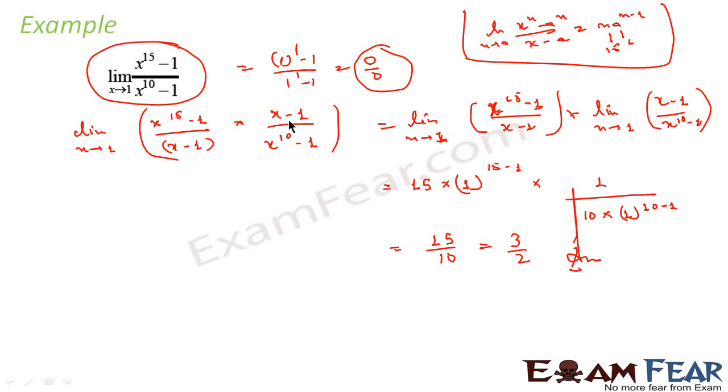We have divided and multiplied the whole thing by x minus 1 to write this equation in the form x to the power 15 minus 1 by x minus 1, because we know that for a general form, x to the power n minus a to the power n by x minus a, limit x tends to a is equal to n a to the power n minus 1. We know this formula and we have applied this formula to get the answer. We'll do some more examples.